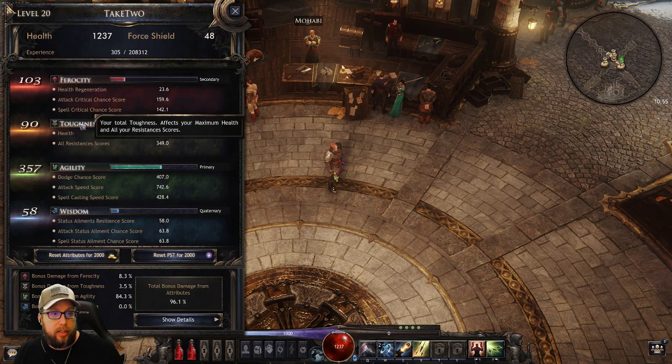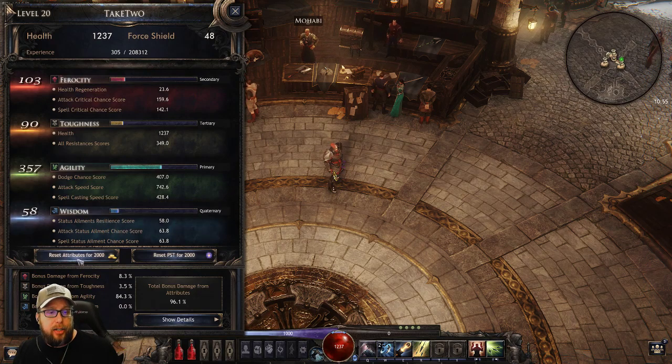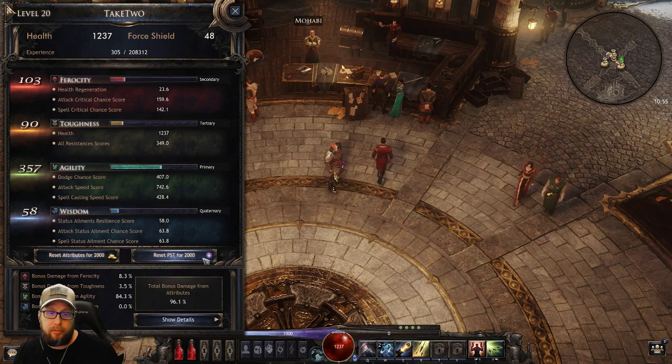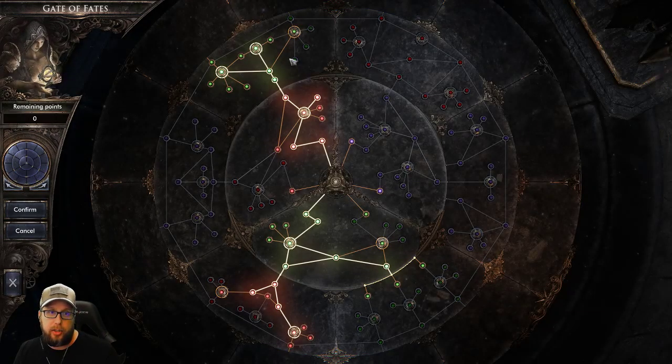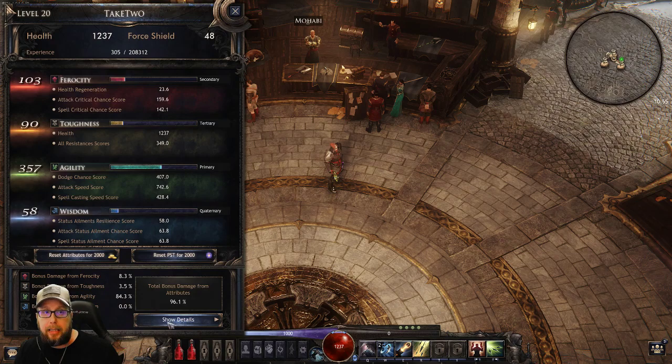You're going to see ferocity, toughness, agility, and wisdom. Underneath that, you have the ability to reset your attributes for 2,000 gold. That's all these points here. Or you can reset your passive skill tree for 2,000 primordial affinity. That is the Gate of Fates, where you assign all your additional passives.